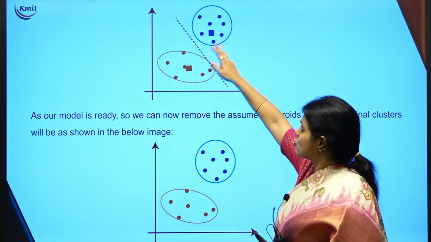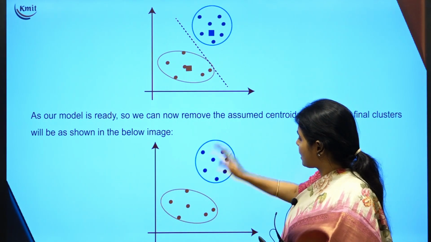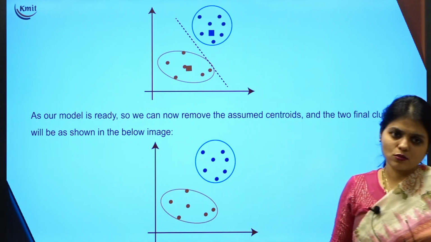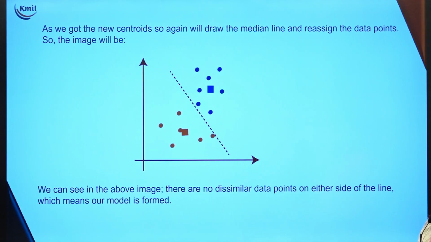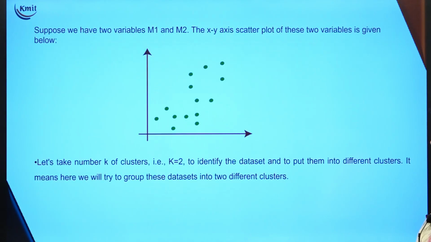So these are the centroids that I've assumed. Now I'll remove them and form the 2 clusters. So this is how your k-means algorithm actually works. Let me quickly recap the steps.